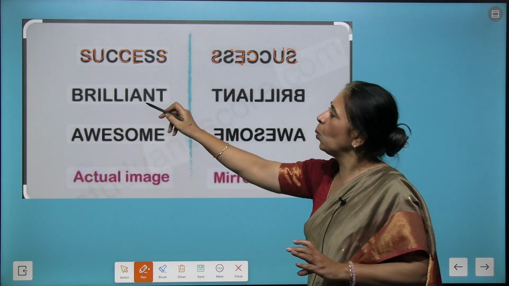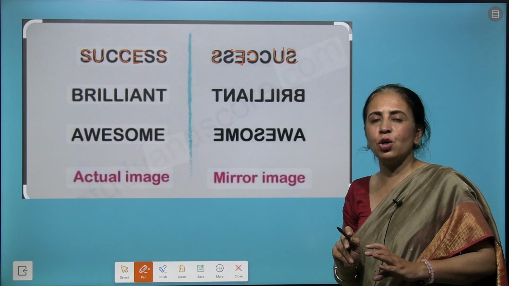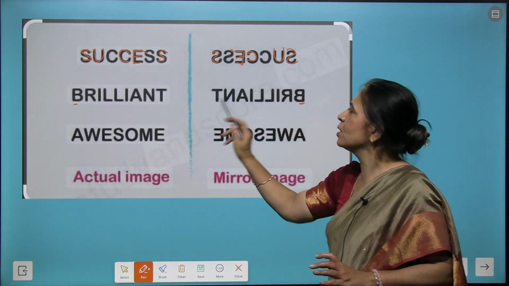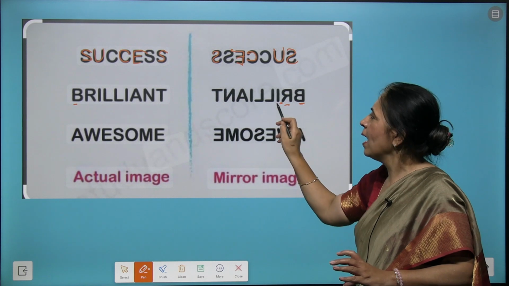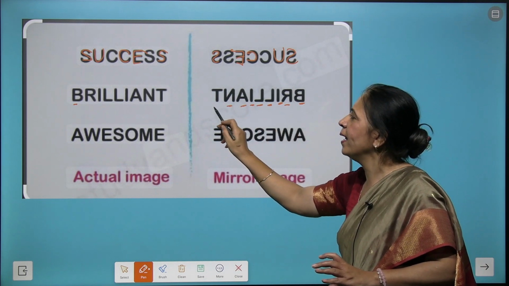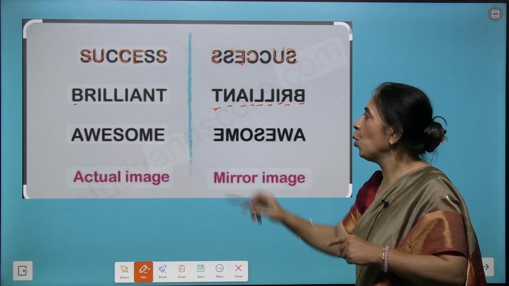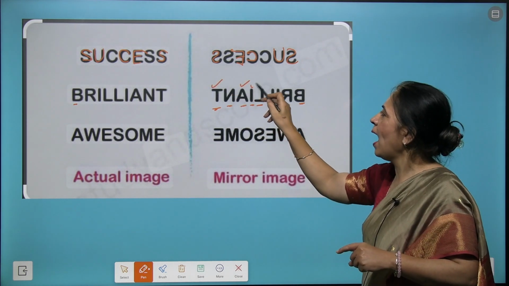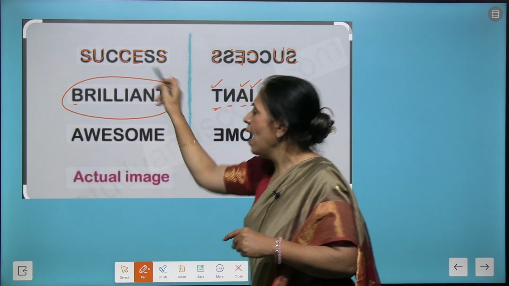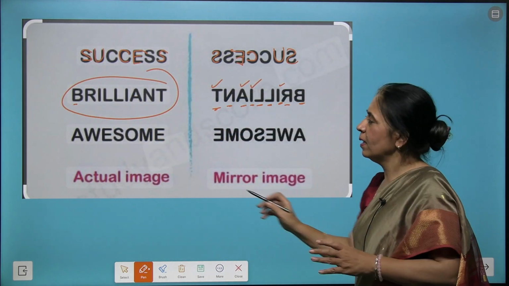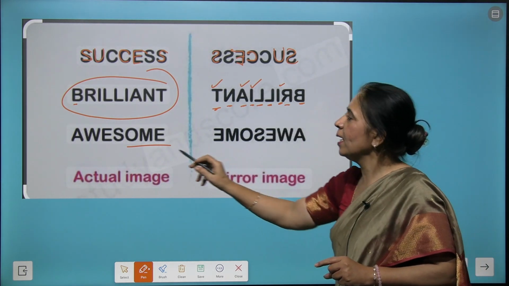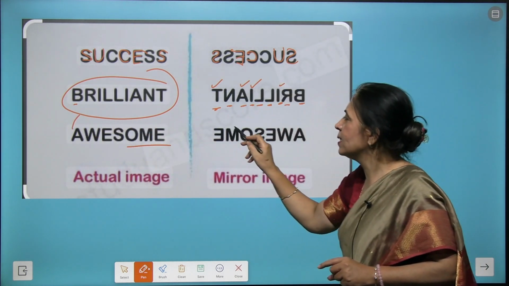This is another way to take the reflection of BRILLIANT. So we start reading from here. B takes this place, then comes R, I, L, L, I, A, N, T. And more important, did you observe? T, A, I remain the same as they were in the actual image. Similarly, another word, AWESOME, is there. Here you could see that A remains the same.